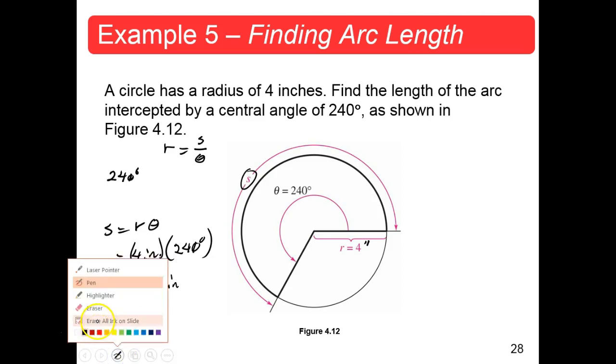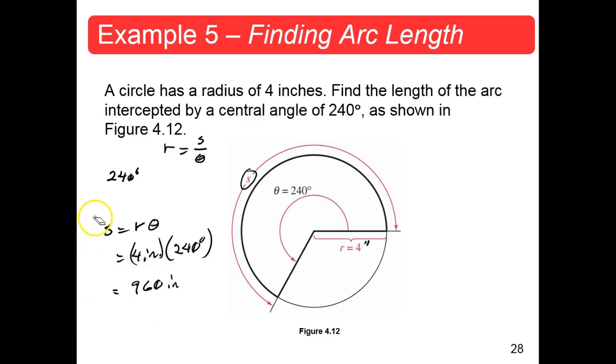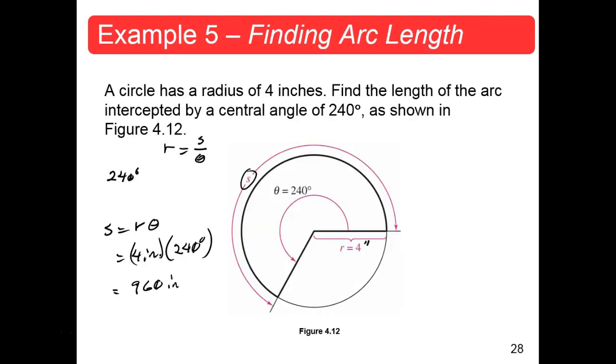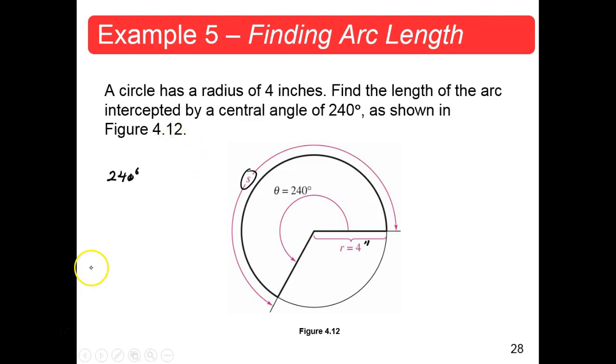You have a really good idea, but you're missing a real key point. Where theta is measured in radians, you can't use this formula unless your theta is in radians. This theta here is in degrees. So guess what your first step has to be? Yes, you first have to convert that to radians, then you use the formula we just had. So how do you convert that to radians?